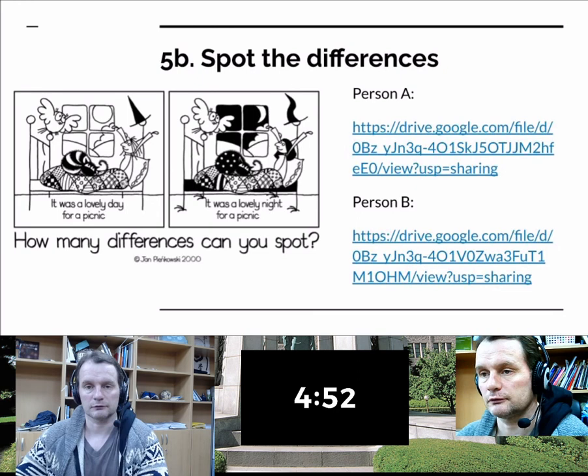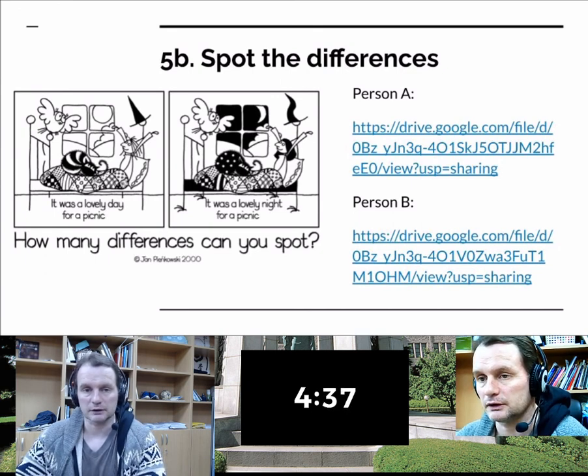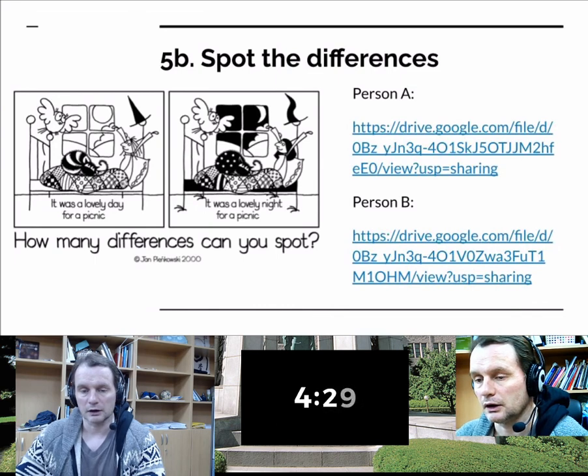Okay, this is a spot the difference activity, and there are two links here. Basically, it's meant to be done with another person. So if you can connect with one of the team members and play this activity, and there's one of the pictures on that link and another picture on that link, and do this.